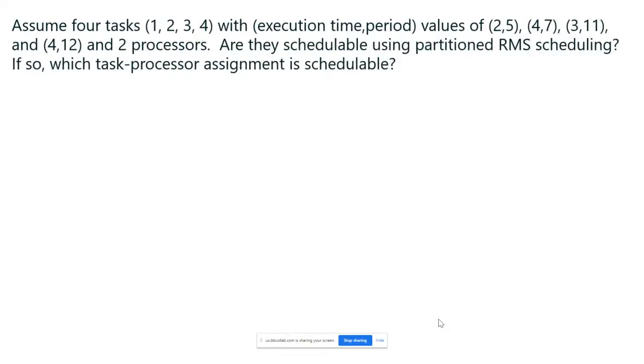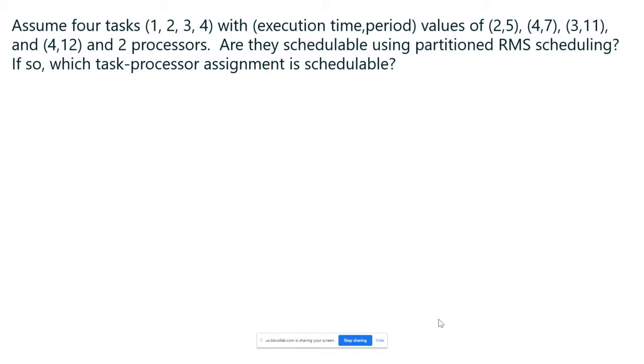Okay, next question. Assume 4 tasks 1, 2, 3, 4 with execution time period values of 2:5, 4:7, 3:11, and 4:12. So yet again, it's a new set of tasks. But this time you have 2 processors. Are they schedulable using partitioned RMS scheduling? If so, which task processor assignment is schedulable?